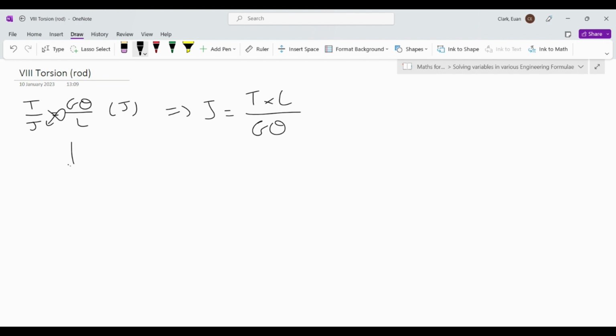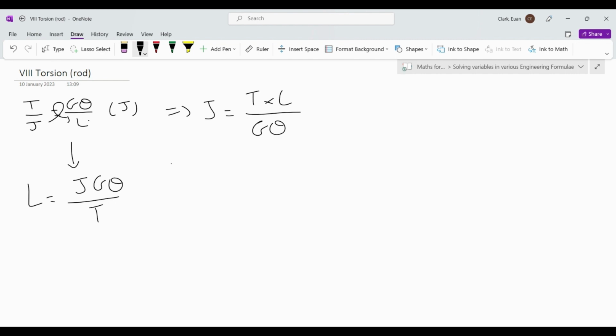For example, if we were looking for L, then we would simply do it like this. So we always multiply on the diagonal, and then we divide by whatever is left. So if we were looking for L, for example, we would just go J, multiply the angle, multiply the coefficient, divide by T. So there we go. It's just a nice and easy way of doing it.